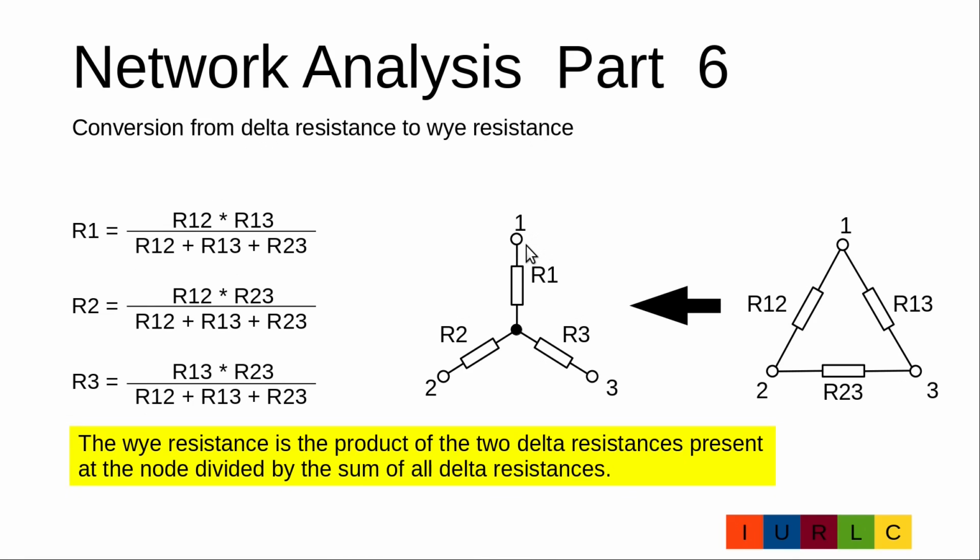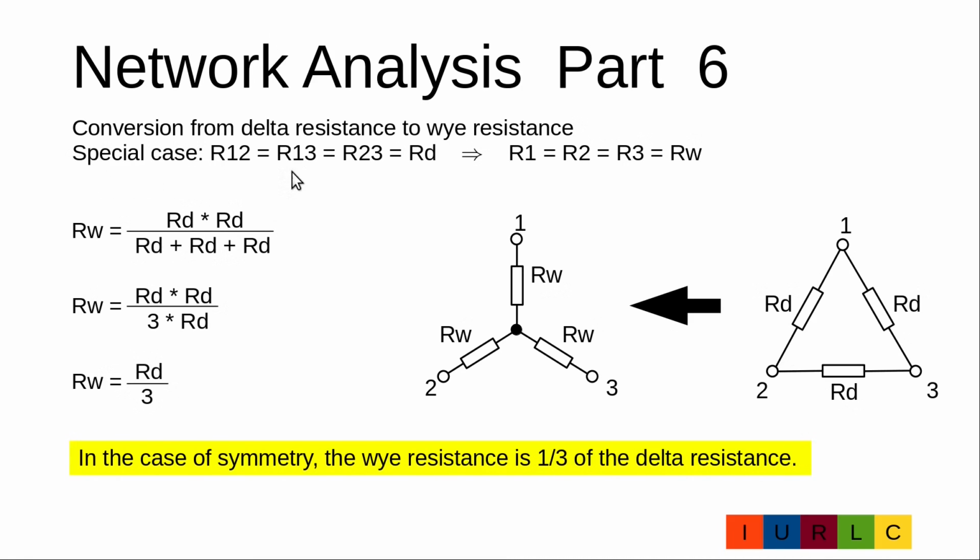In general, we can say the Y resistance of a special node is the product of the delta resistances of the same node divided by the sum of all delta resistances. In the special case that all the delta resistances are equal, all the Y resistances must be also equal. With this simplification we will get Ry is R delta divided by 3. Or we can say, in case of symmetry, the Y resistance is 1/3 of the delta resistance.